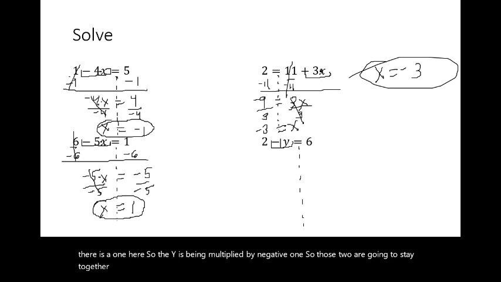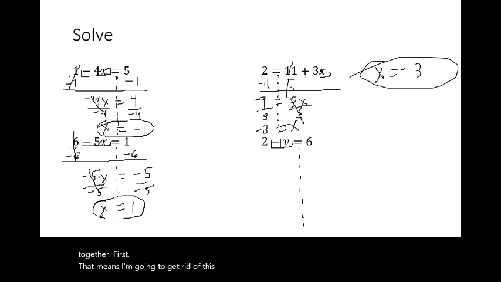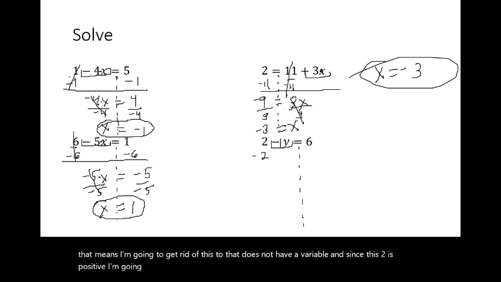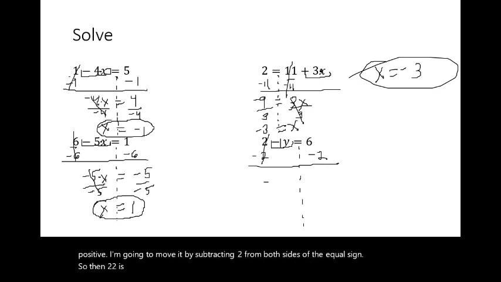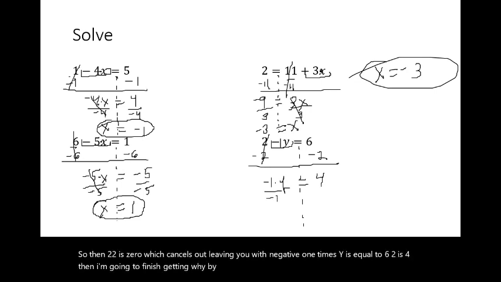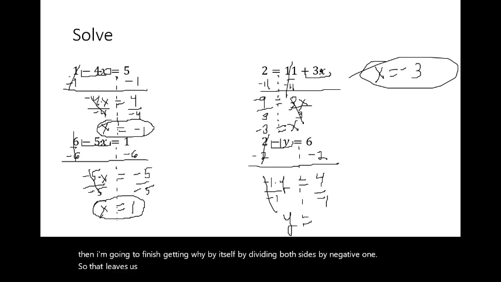That means I'm going to get rid of this 2 that does not have a variable, and since this 2 is positive, I'm going to move it by subtracting 2 from both sides of the equal sign. So then 2 minus 2 is 0, which cancels out, leaving you with -1 times y is equal to 6 minus 2 is 4. Then I'm going to finish getting y by itself by dividing both sides by -1. So that leaves us with y equals 4 divided by -1 is -4. So y equals -4 is your final answer.